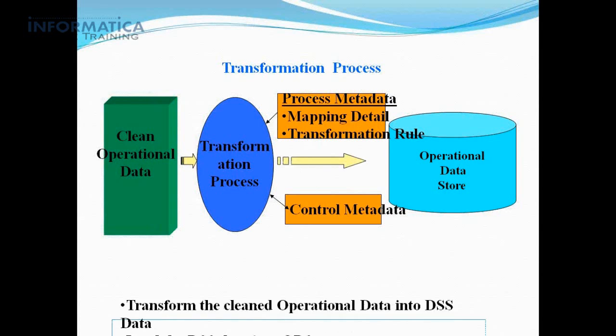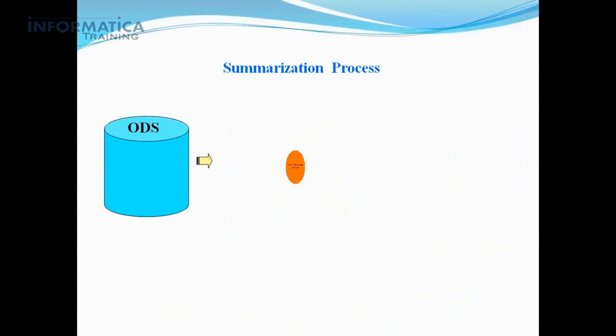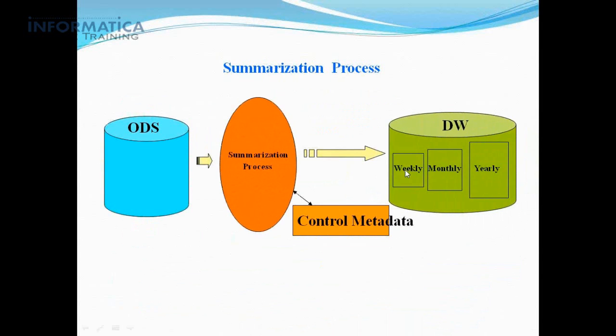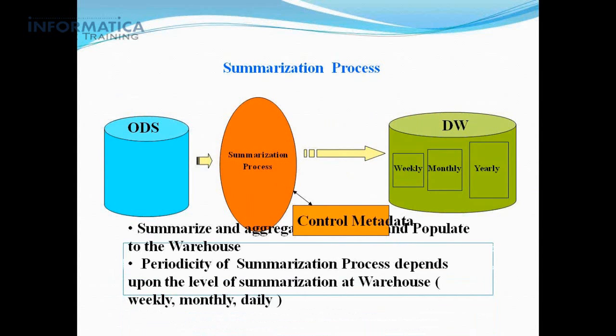From the ODS layer, we aggregate the information and summarize it at different levels. You can summarize the information at the daily level, weekly level, monthly level, or sometimes the yearly level. We summarize the information and load the data into the data warehouse. So the data warehouse always contains summarized information.